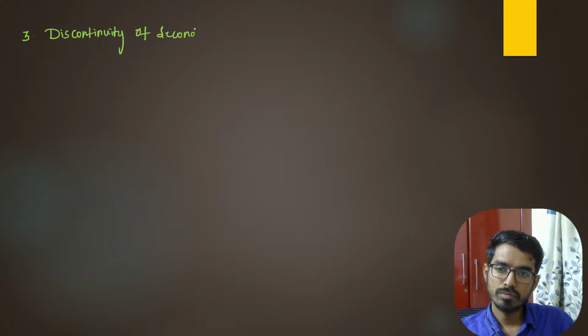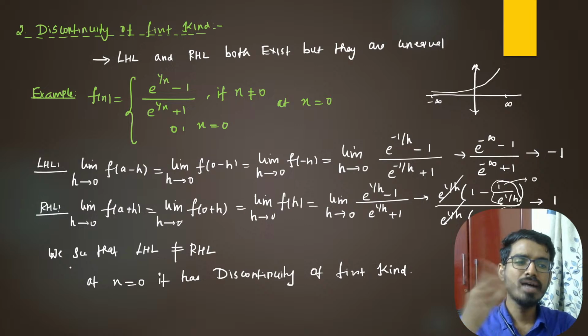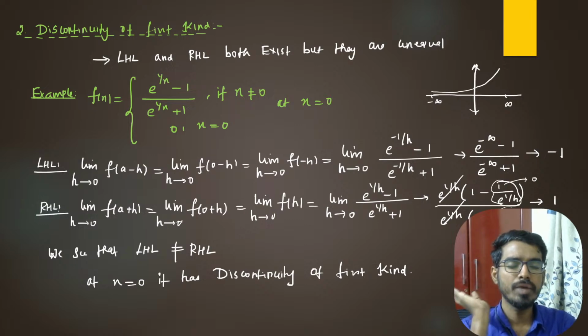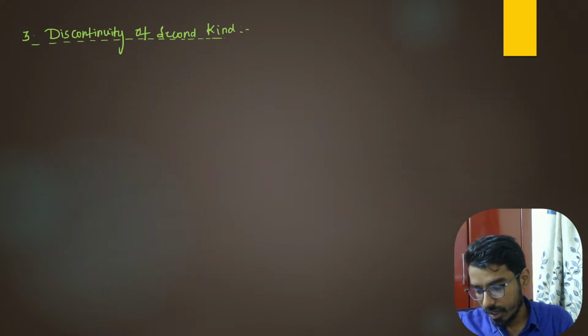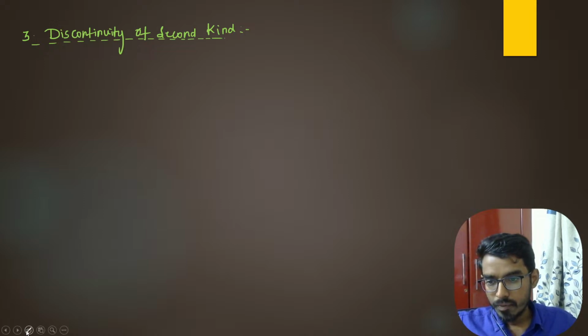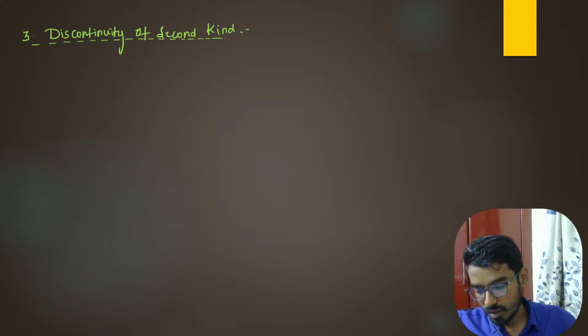Discontinuity of second kind. So in see, it is not continuous. Just classifying the continuity. First one is limit exists, function value exists, but both are not equal. So at a, it is removable discontinuity. Limit itself does not exist, but both the LHL and RHL are finite and not equal. So it is discontinuity of first kind. Now discontinuity of second kind, right?